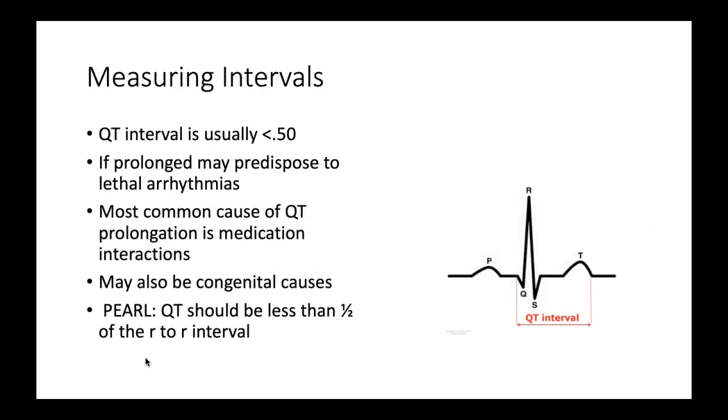And then this is the QT interval. The QT interval is usually less than 0.5 seconds. Like I told you in the previous slide, if it's prolonged, it can predispose you to lethal arrhythmias. The most common cause is medication interactions, although there could be some congenital causes. And a pearl to remember here is that your QT interval should be less than half of the R to R interval. And R to R interval means from one QRS complex to the next. So that QT interval should be less than half.